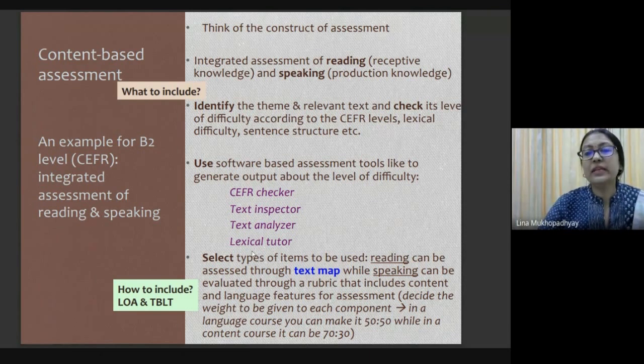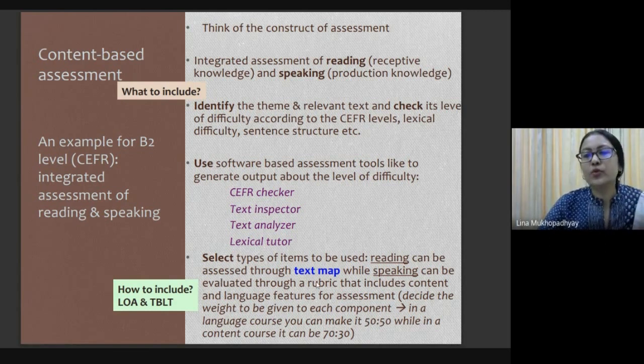Okay, and then we need to go back to our item menu: fixed response, limited response, and free response, and select types of items that can be used for reading assessment and for speaking assessment, because it's an integrated assessment. So reading will lead to speaking. So speaking is not tested or assessed in a standalone manner. Okay, and reading, mind you, is not going to be tested through MCQ, which is fixed response. So we will not be doing that.